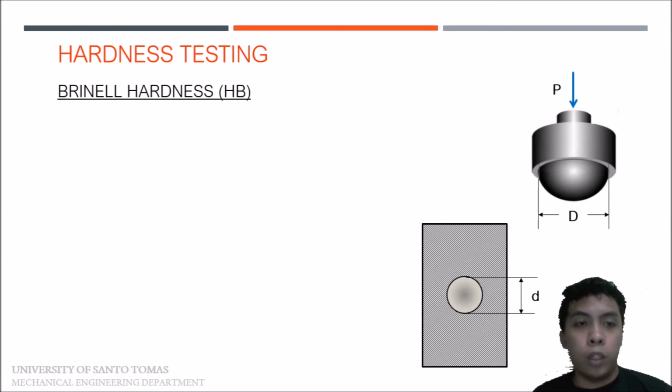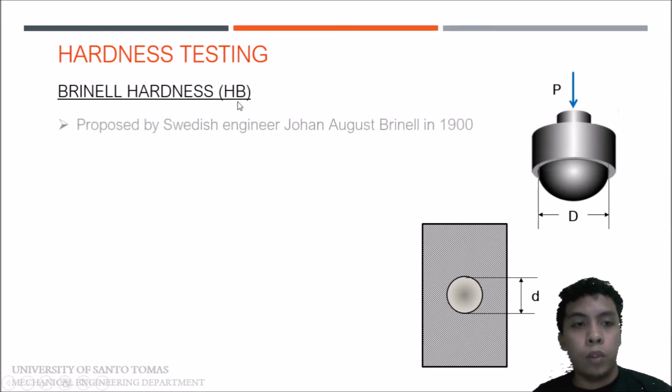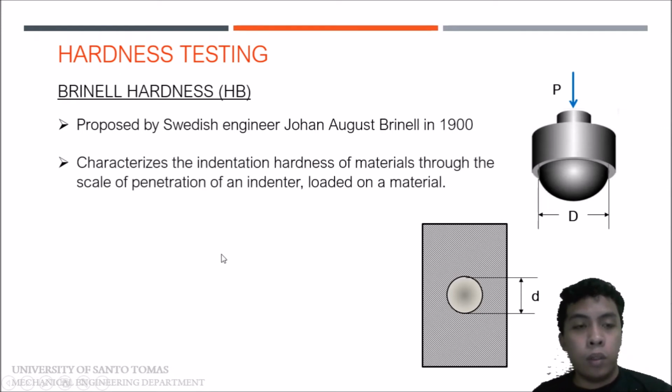First, let's talk about Brinell hardness. So ang unit natin for Brinell hardness will be HB. Ang nag-propose nitong Brinell hardness method natin in hardness testing is a Swedish engineer named Johan August Brinell in the 1900s. So, hence, ang name ng Brinell sa kanya pinangalan, no? It characterizes the indentation hardness of a material through the scale of penetration of an indenter loaded on a material.